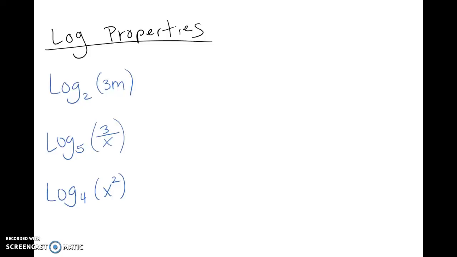Alright guys, today I'm going to be going over module 16.1, which is log properties. This is actually one of my favorite lessons to teach in Algebra 2. I'm going to give you a quick overview of what we're doing today, and then we're going to go into the text. So the first property that we're going to learn is what we do when we have multiplication inside of this log.